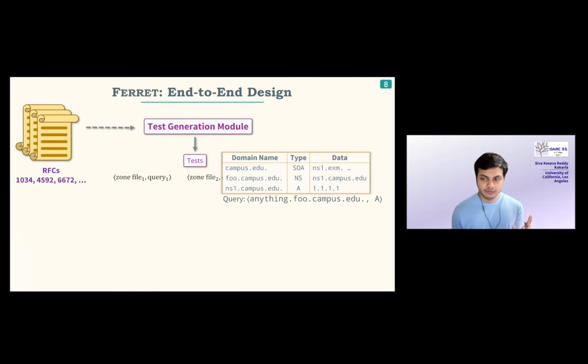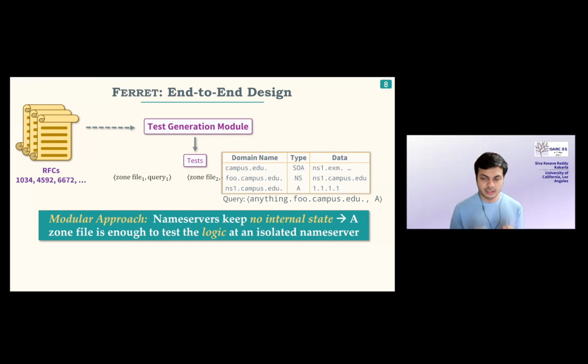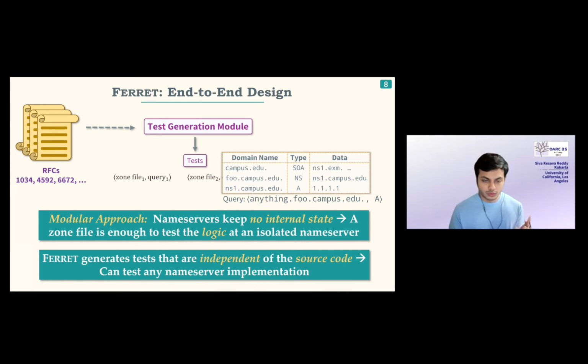While the end-to-end behavior of DNS query lookup can require contacting many nameservers, we employ a modular approach that only generates tests for a single nameserver in isolation. In the case of DNS, nameservers keep no internal state. The response they provide is based solely on the zone files that they have and the input query. And the tests are not tied to any source code. So Ferret can generate tests for any implementation because these are basically zone file and query. They can be used to generate tests and test any nameserver implementation.